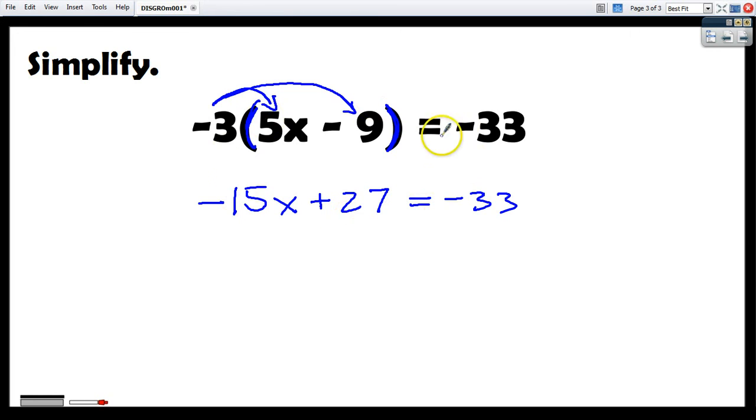So this is the basic idea behind distributive properties. What you're going to see next is some problems where you're going to try to apply this information and see if you can simplify these problems.